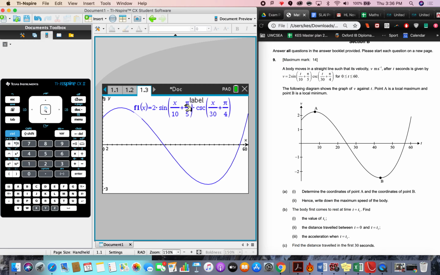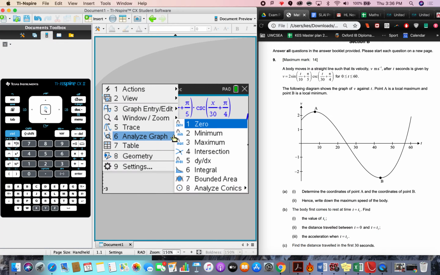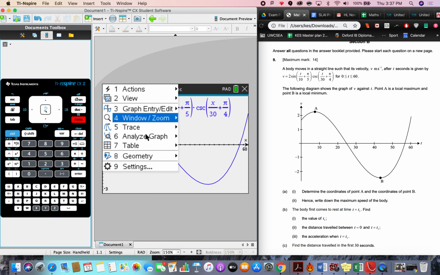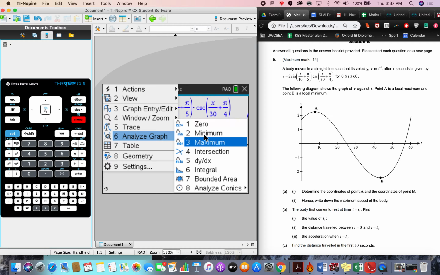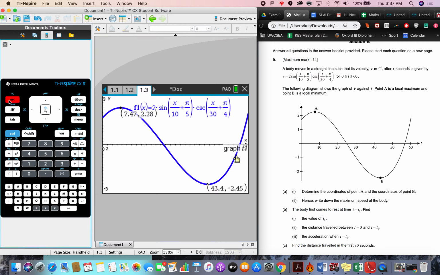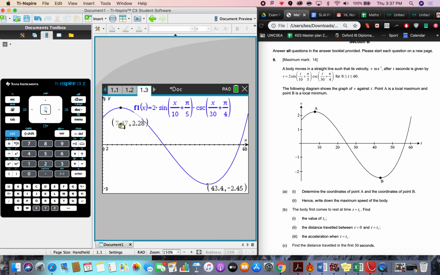A1, determine the coordinates of point A and the coordinates of point B. Menu, analyze graph. Maximum. There we go. Menu, analyze graph. Minimum. Press escape. Grab the points, move them around a bit. Notice mine are rounded to 3 sig fig.